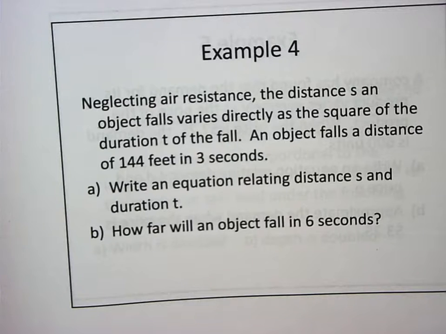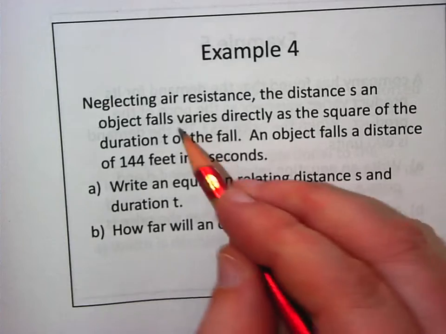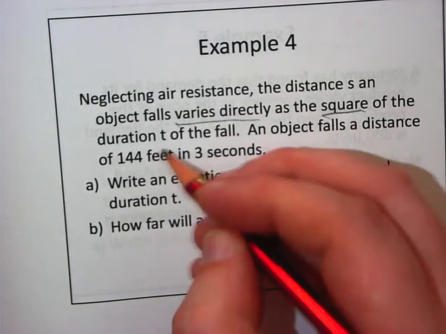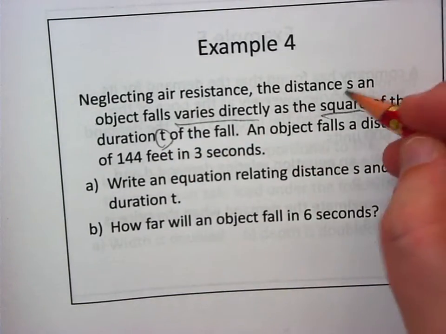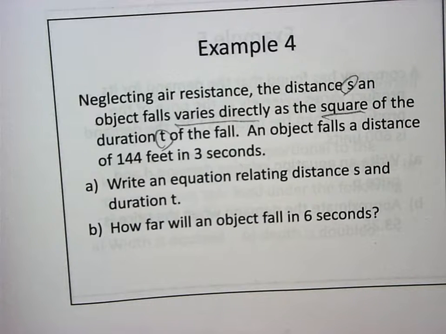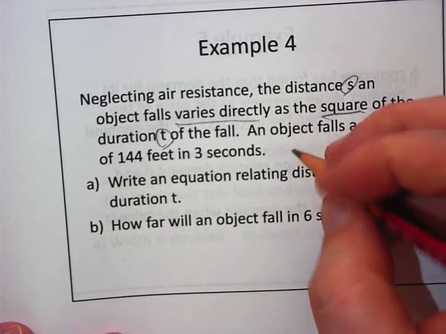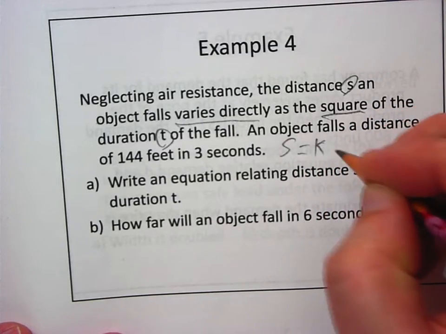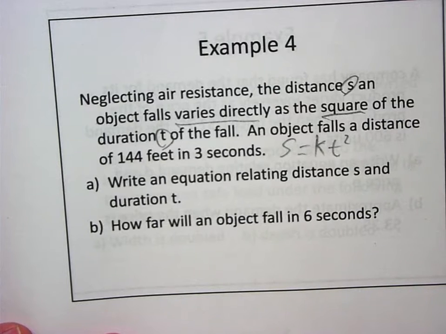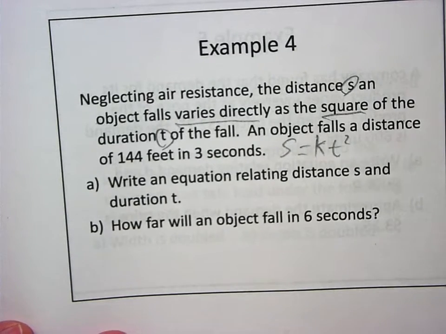So if I look at that situation down here, neglecting air resistance, the distance s that an object falls varies directly as the square of the duration t. So they're literally telling you s varies directly as the square of t. So what's the general form of that equation going to look like? S equals kt squared. Again, if I want an equation, I need to find what? K. So plug in your numbers.